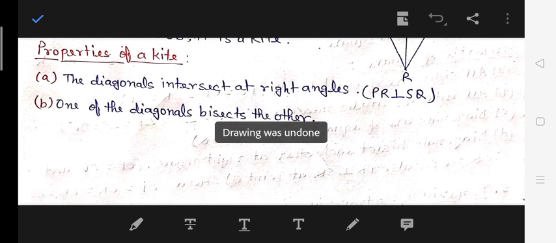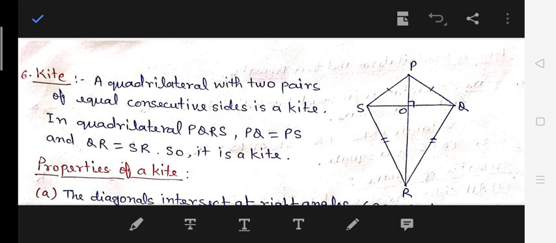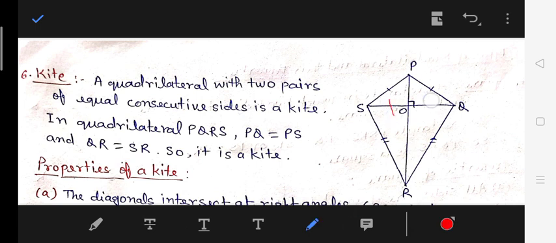Now next property, one of the diagonals bisects the other. Here in the kite, one of the diagonals will bisect the other. Here I am going to take one diagonal is given here PR and second is SQ. You can find that diagonal PR is going to bisect SQ. It means SO equal to QO. So here PR, one of the diagonals, is going to bisect the other diagonal, that is SQ, that is SO equal to QO.